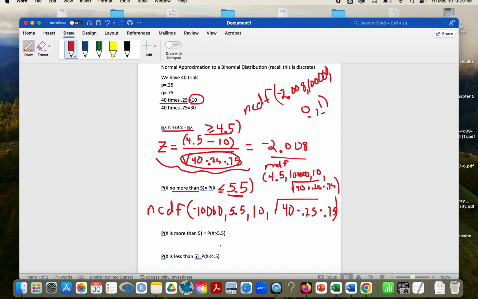Now, if you're doing more than, so your lower will be 5.5 and your upper will be 10,000, but the rest of it will remain the same. If you're doing strictly less than, then you're using 4.5 instead of the 5.5 in the upper.